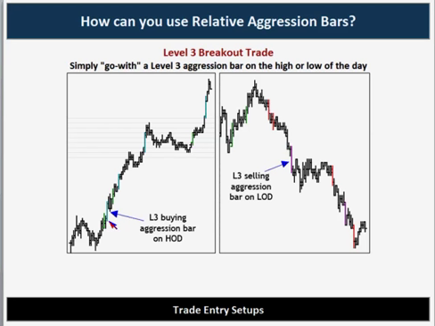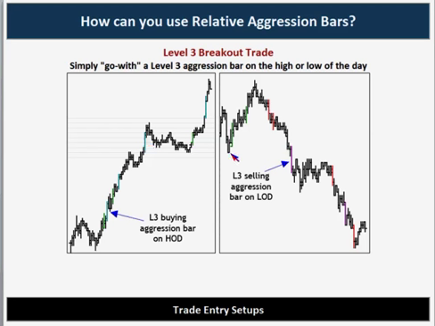Instead of having to wait for it to test the low, just enter at the market, get on board. So kind of the breakout trade. Again, you wouldn't want to buy a breakout if the bigger picture bias was down, but if the bigger picture bias is up and you get a level 3 buying aggression bar on the high of the day, a pretty solid opportunity. You can see later on we had another level 3 bar here. Low that was tested perfectly. Level 3 retracement, just as another example.